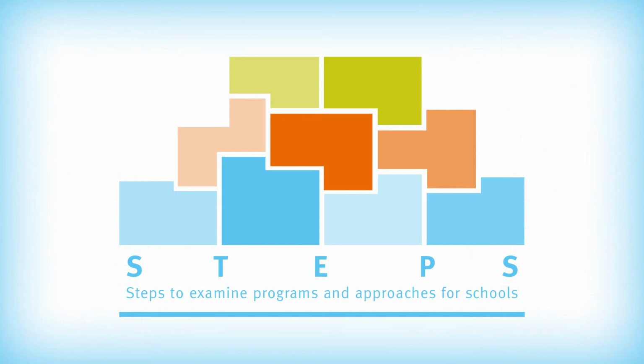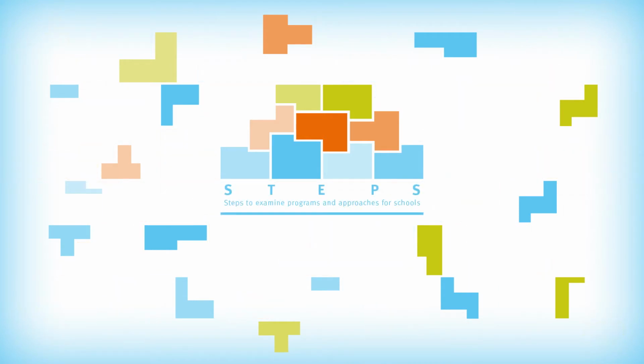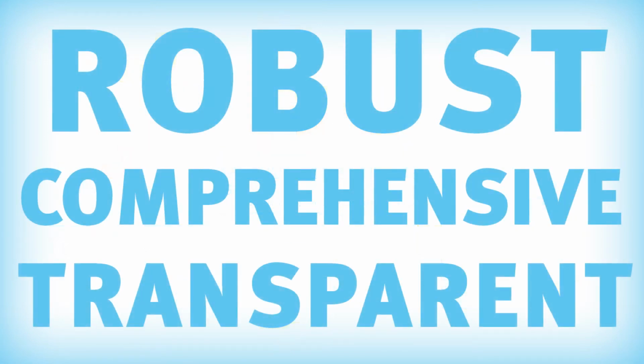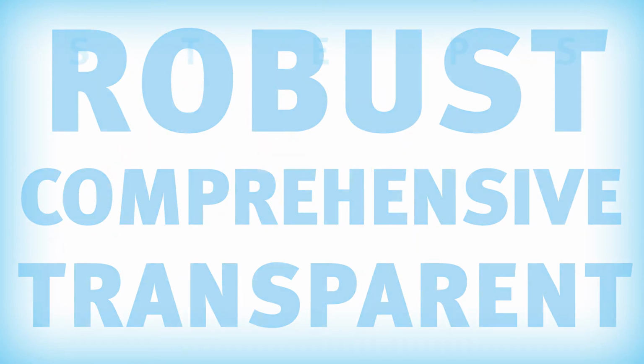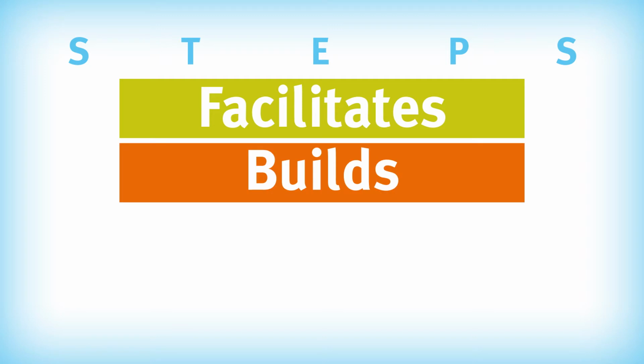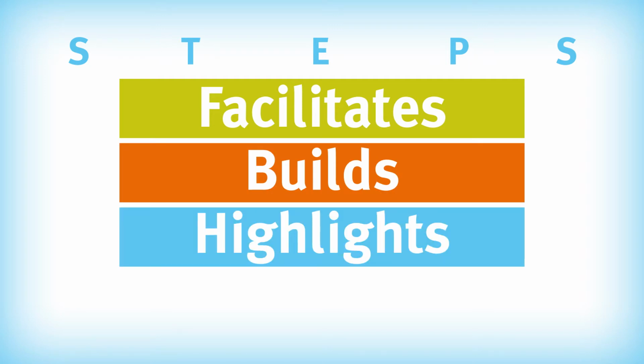STEPS is a decision-making tool to help schools choose appropriate and evidence-based anti-bullying programs and approaches. For Australian schools that want to avoid using inappropriate or ineffective programs, STEPS provides a robust, transparent and comprehensive process to selecting an approach to bullying prevention. STEPS facilitates local decision-making, builds school capacity, and highlights the many aspects relevant in selecting bullying prevention programs.